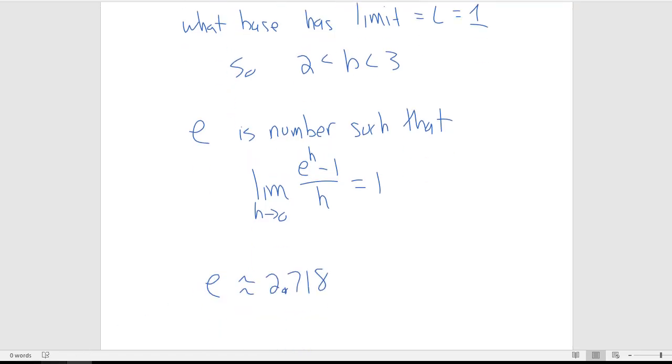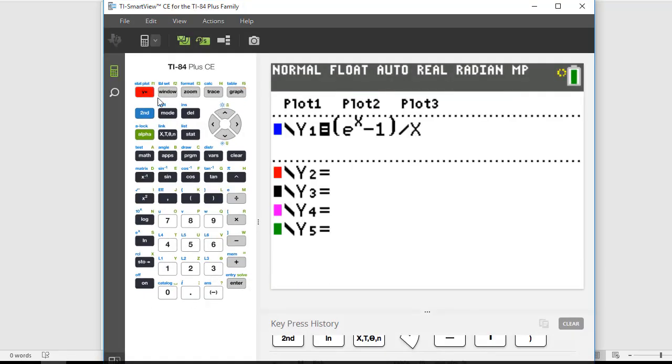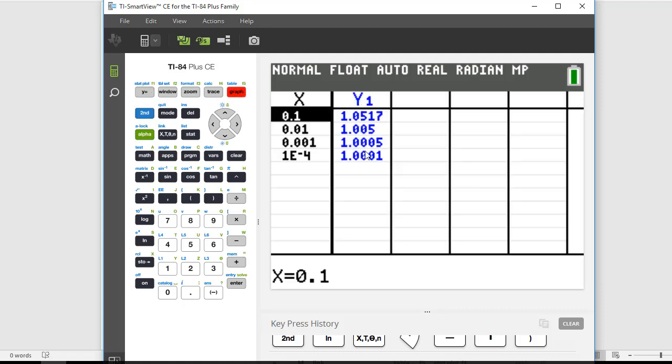I'm going to pull up my calculator real quick. I went ahead and typed in e to the h minus 1 over h. When I go to my table, I can see that limit approaching 1. And so again, in a calculus class, that's typically how we define the base e exponential.